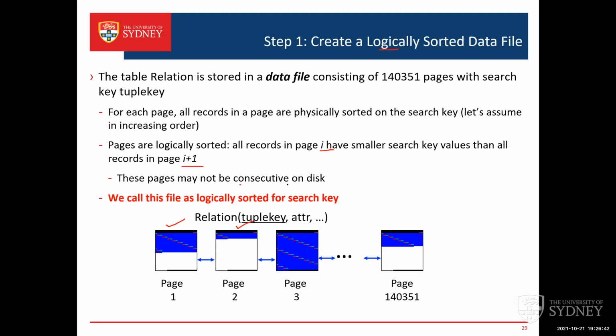But these pages may not be consecutive on disk like we have shown there. So one page could be here, another in here, another in here. So in the memory, it doesn't matter. From this could be the link, and they are not consecutive in the memory as well.